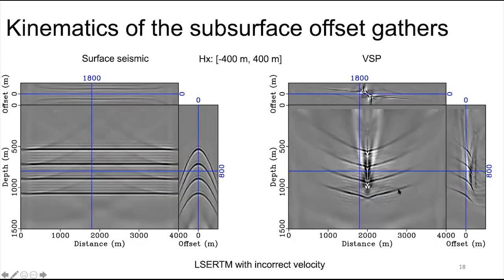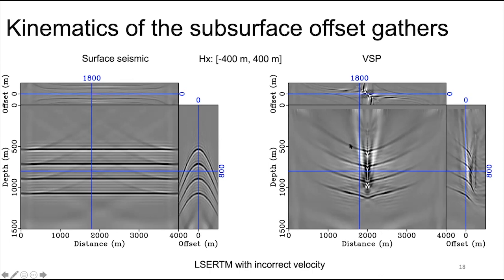We then perform LSERTM with incorrect migration velocity model. The velocity errors are 10%. The front panel shows the migration images at h equals 0. For the surface seismic survey, the horizontal reflectors are pulled up due to the slower migration velocity model. However, for the VSP survey, the reflectors in the migration profile become tilted.